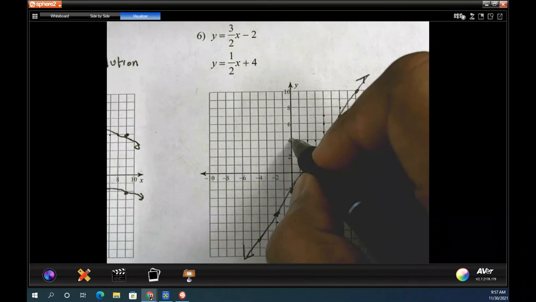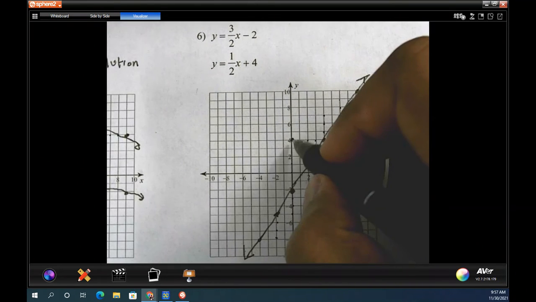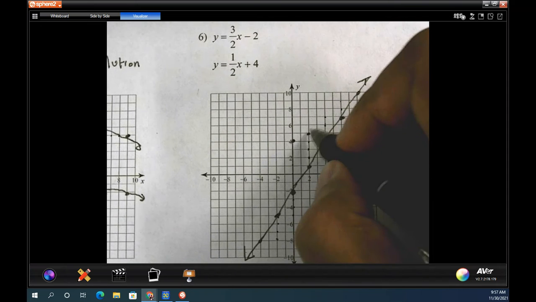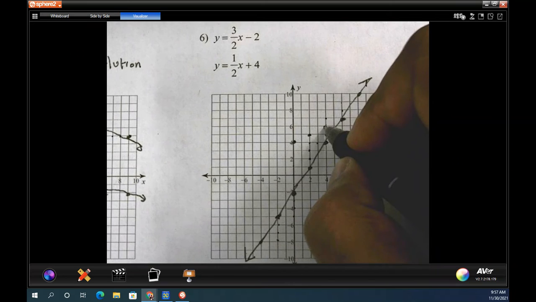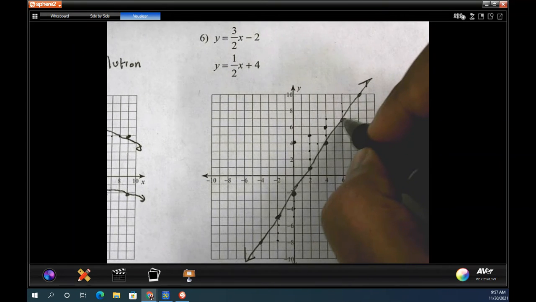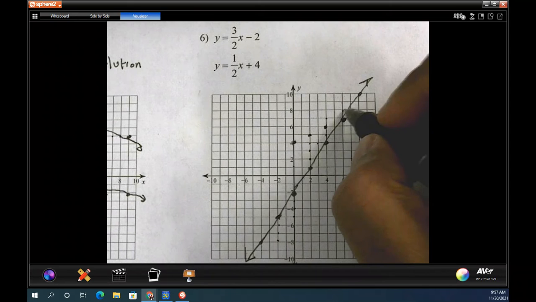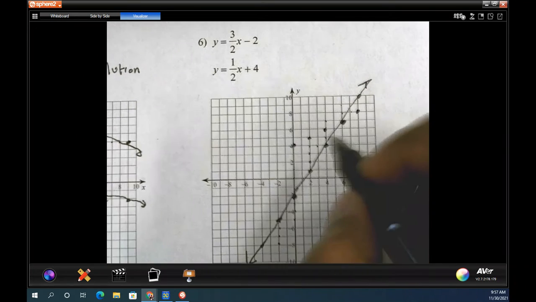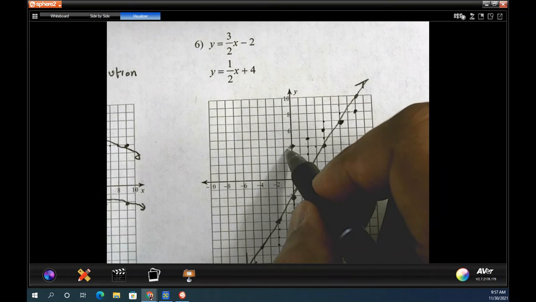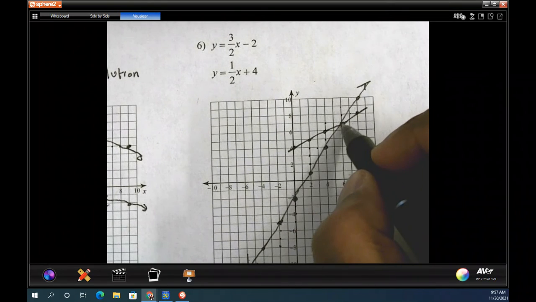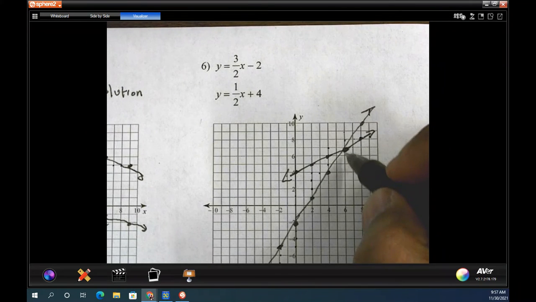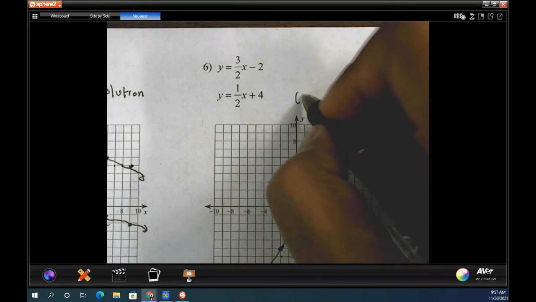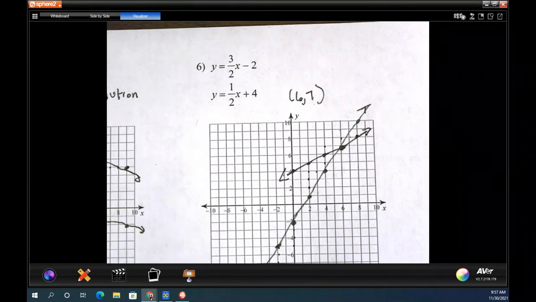Now, we go to 0, 4. We go up 1, right 2. Up 1, right 2. Up 1, right 2. Do it one more time. Since we found our point of intersection, that's all we need to do. So your answer you should have gotten there is 6, 7. That's the answer you should have gotten there.